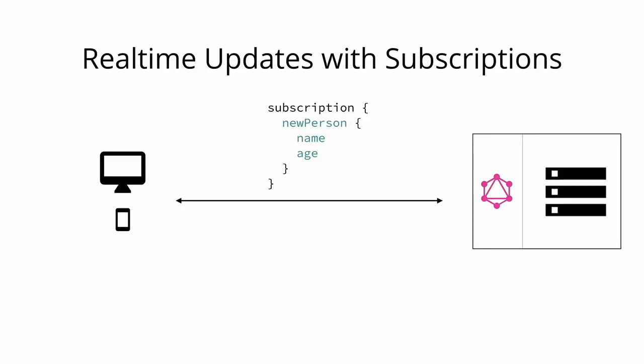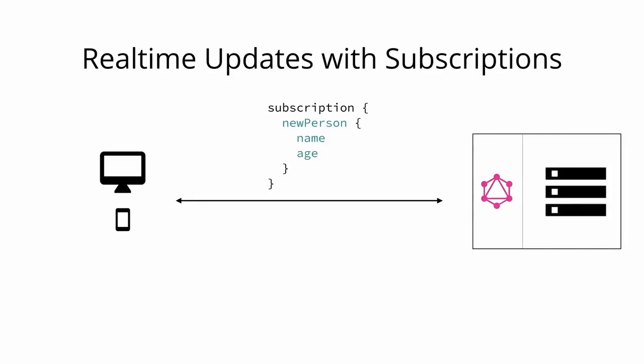In this example, the client subscribes on the server to get informed about new users being created. Whenever that particular event then actually happens, the server pushes the corresponding data to the client. In this example, this is the name and the age of the new user, since that's the information that's specified in the subscription payload.